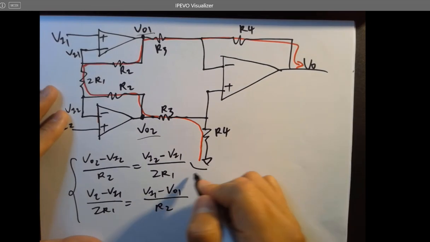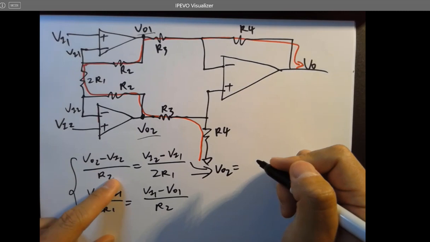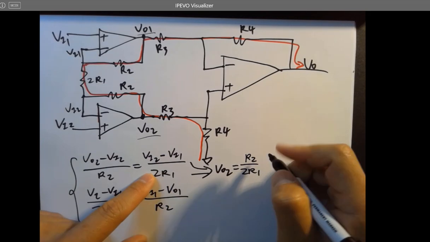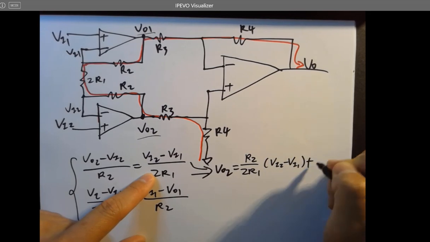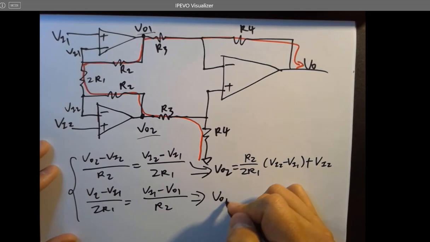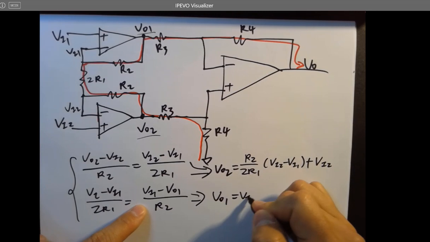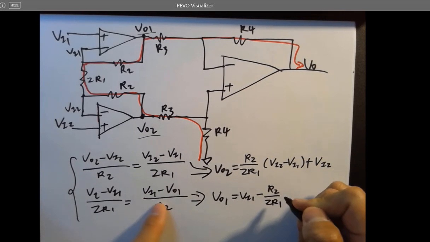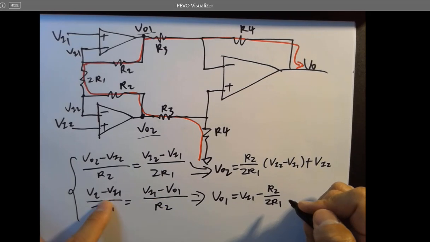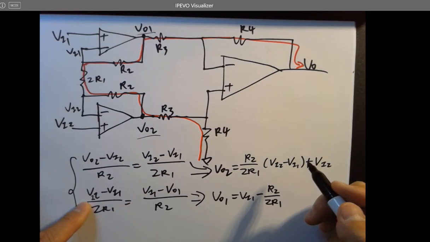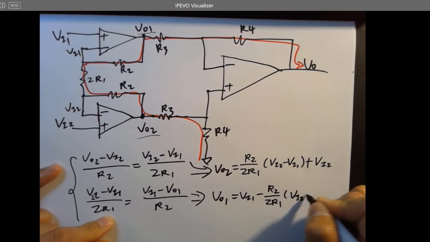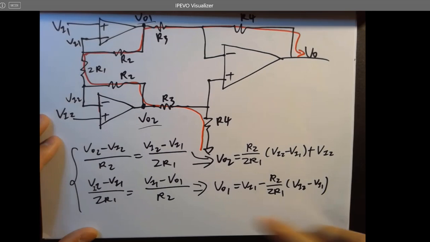Okay? So from this one, we know VO2 is R2 over 2R1, just move this to here, times VI2 minus VI1, plus VI2. And from here, we know VO1 equals VI1 minus R2 over 2R1 times VI2 minus VI1. All right, so these are these two voltages.